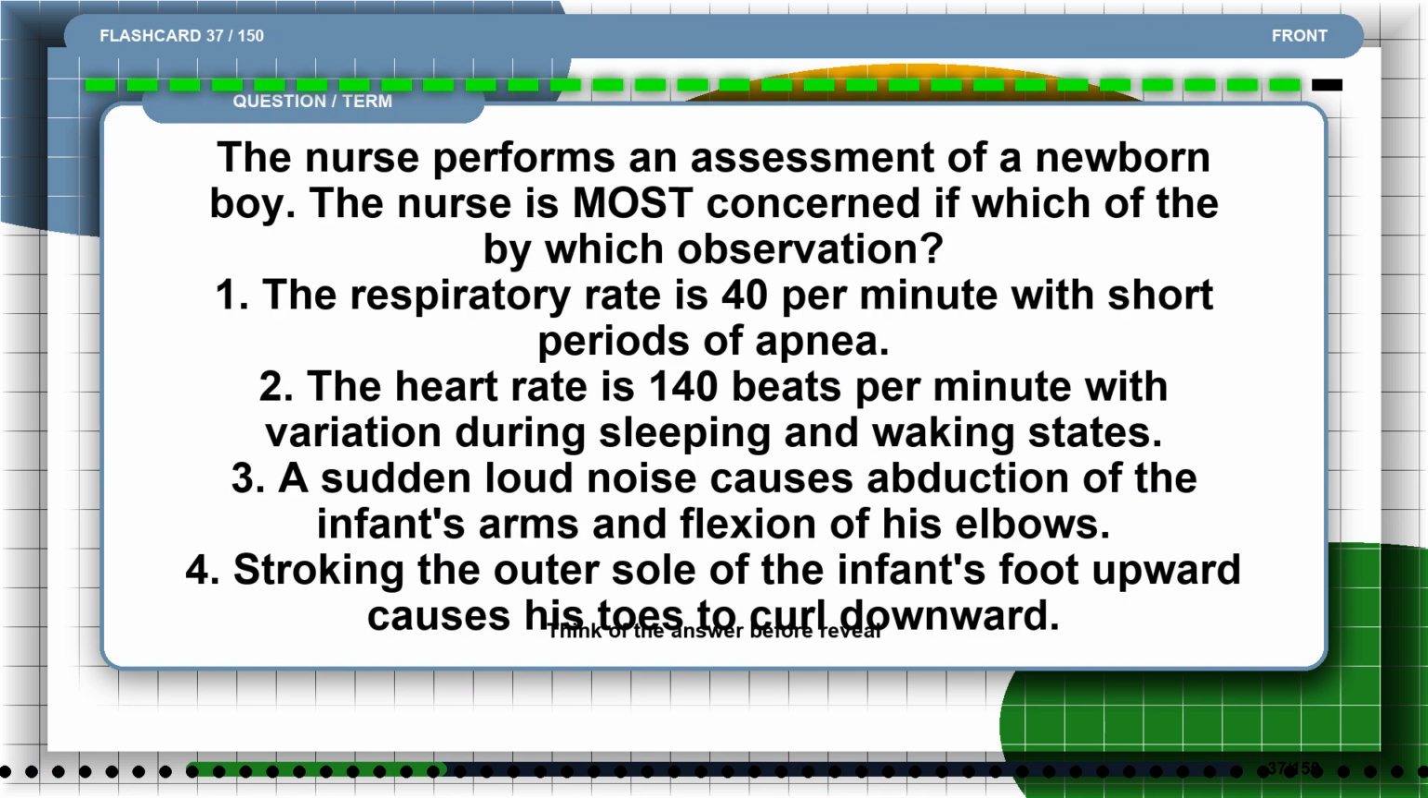Flashcard 37. The nurse performs an assessment of a newborn boy. The nurse is most concerned if which observation? 1. The respiratory rate is 40 per minute with short periods of apnea. 2. The heart rate is 140 beats per minute with variation during sleeping and waking states. 3. A sudden loud noise causes abduction of the infant's arms and flexion of his elbows. 4. Stroking the outer sole of the infant's foot upward causes his toes to curl downward. Think of the answer before the reveal.